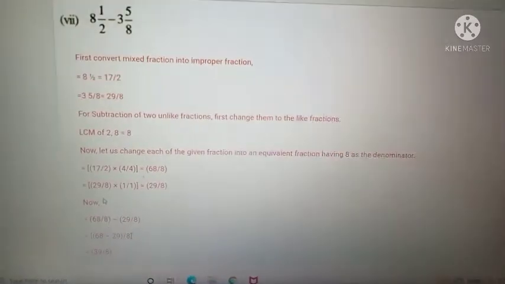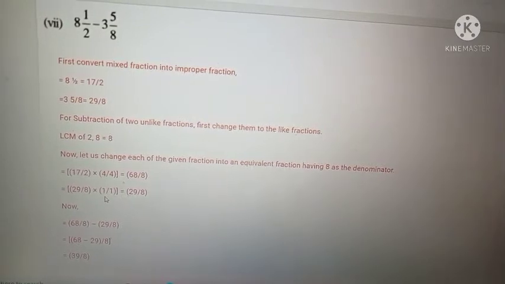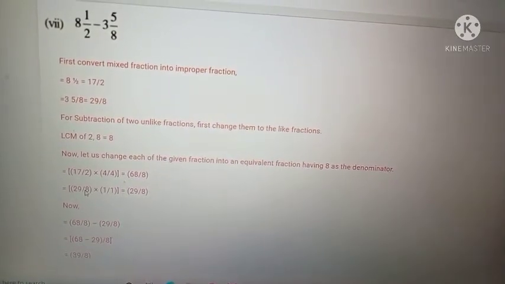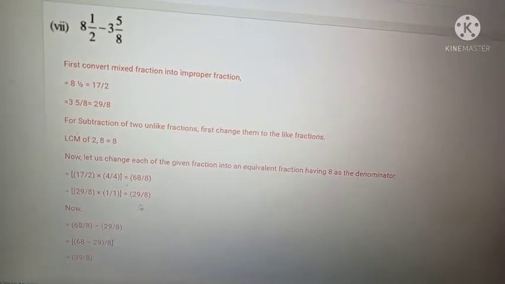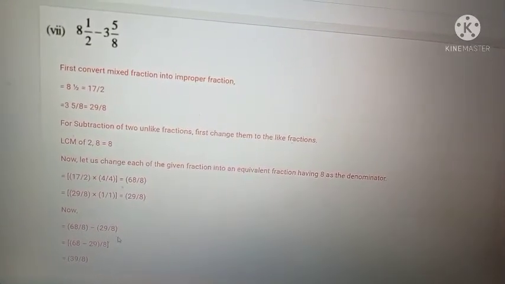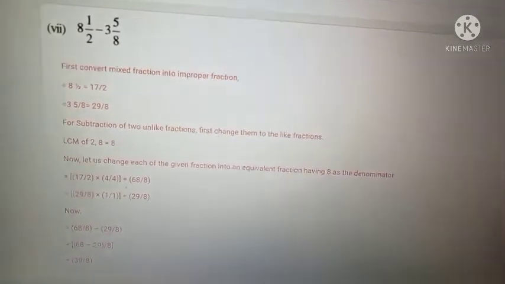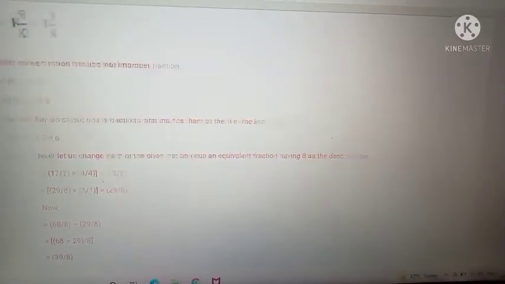And 29 by 8 into 1 by 1. Why do we take 1 here? Because it is already 8 there. So 29 into 1, 29, 8 into 1, 8. Now subtract 68 by 8 minus 29 by 8. The answer is 39 by 8.